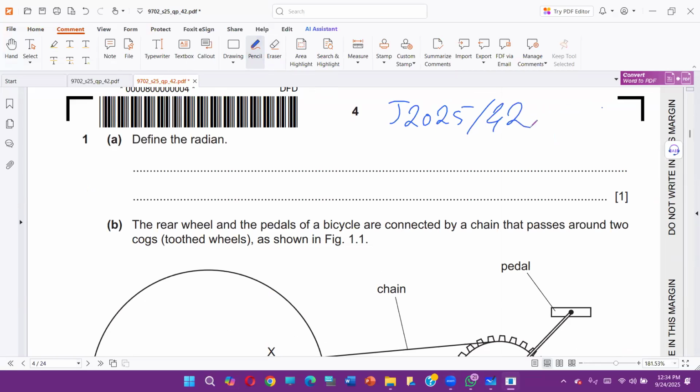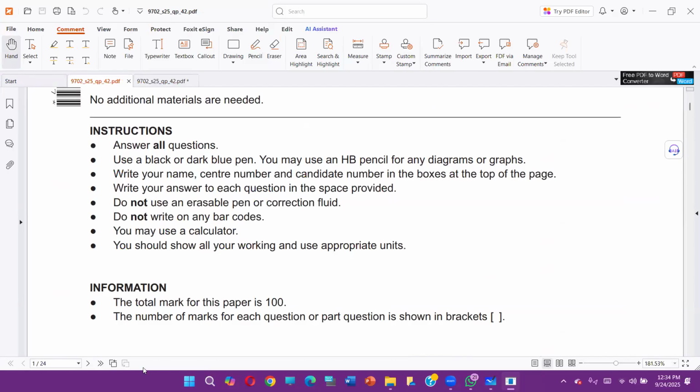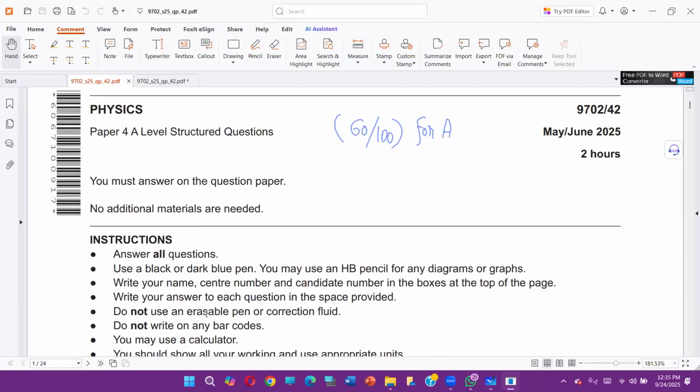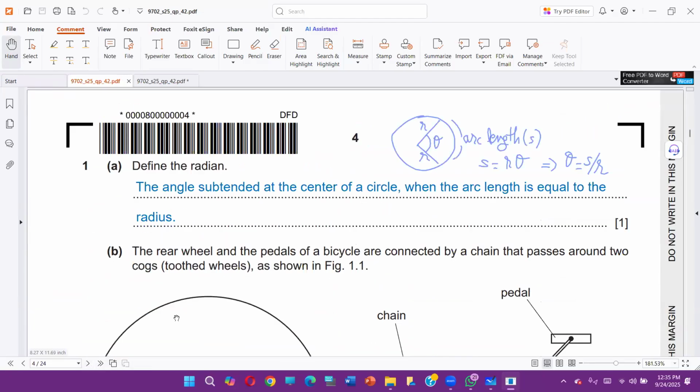The first question: define the radian. When the arc length is equal to? Good. So first we put the definition. The threshold for this paper was 60 out of 100 for an A grade. Now, what was the definition? Everyone should recall this important definition. The angle subtended at the center of a circle when the arc length is equal to the radius. And I have drawn a diagram to recall. A diagram is not needed.